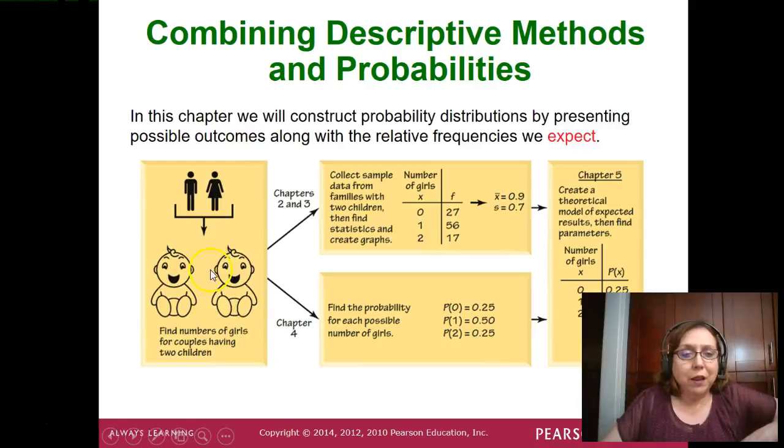So for example, here a couple has 2 children. Finding the number of girls out of those children, how many girls would there be? So in chapters 2 and 3, you could collect sample data, as it says, from families with 2 children, and then find statistics, calculate the mean, calculate the standard deviation. Chapter 4, we were able to find probabilities for each possible number of girls.